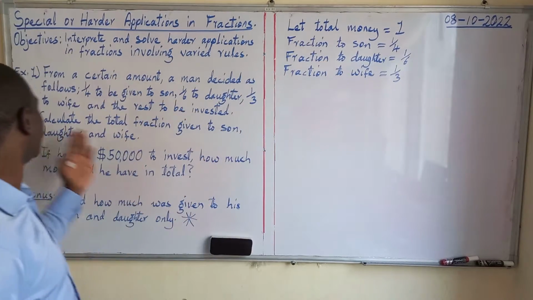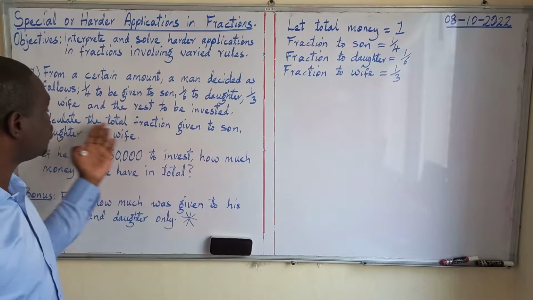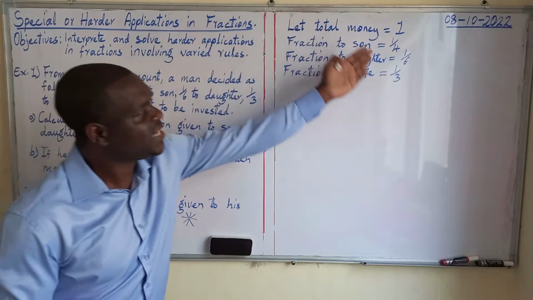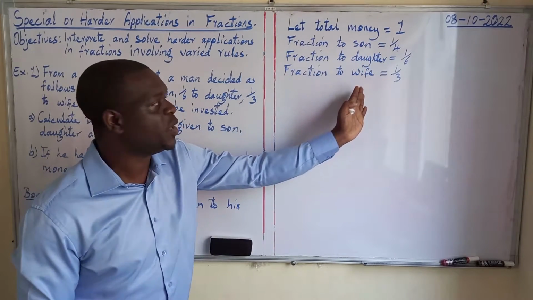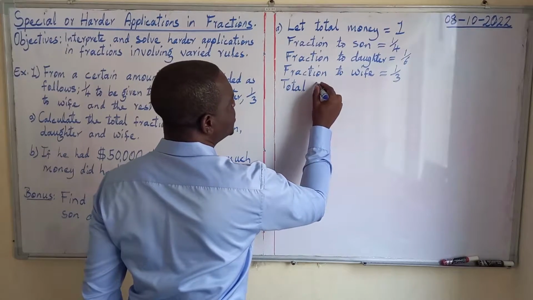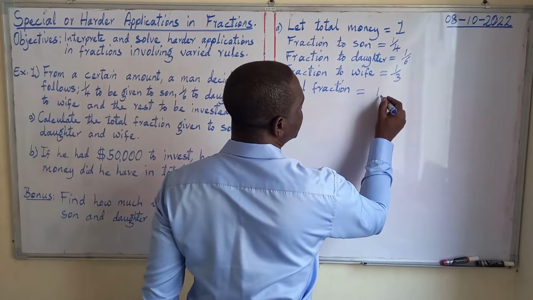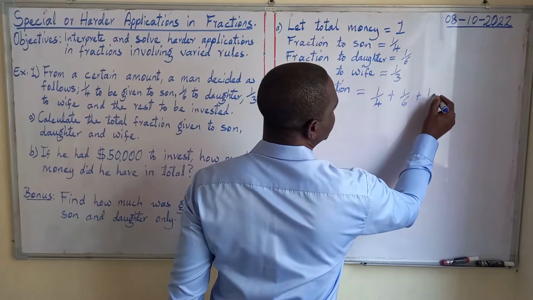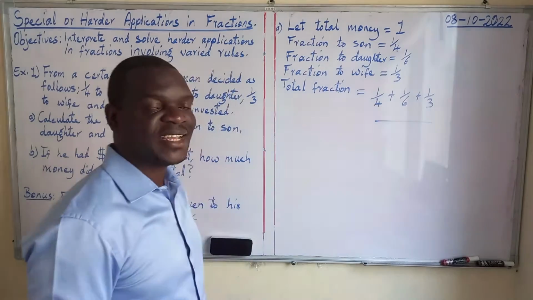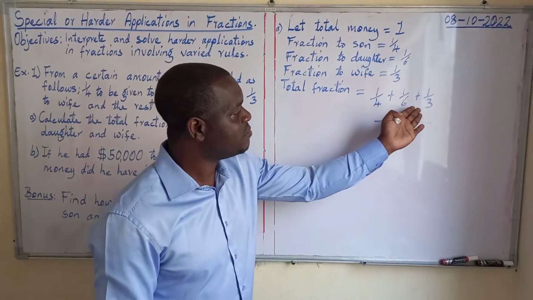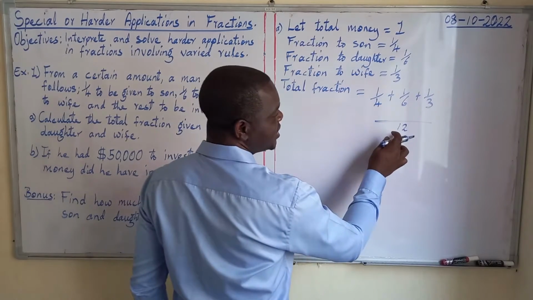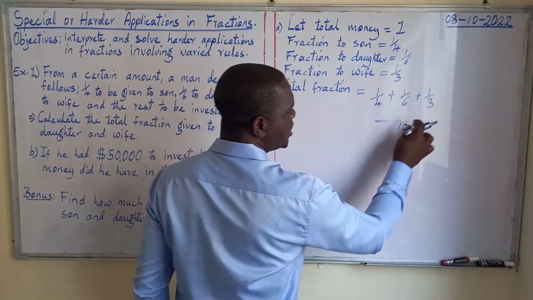Now from this, A is asking us to calculate the total fraction given to son, daughter, and wife. If these are the fractions given to these various individuals, then the total means to sum it up. Total fraction will be equal to 1/4 plus 1/6 plus 1/3. And of course, these denominators are different, and for that reason we find the LCM of the denominators, which is going to be 4, 6, and 3. LCM, lowest common multiple, of these denominators will be 12.